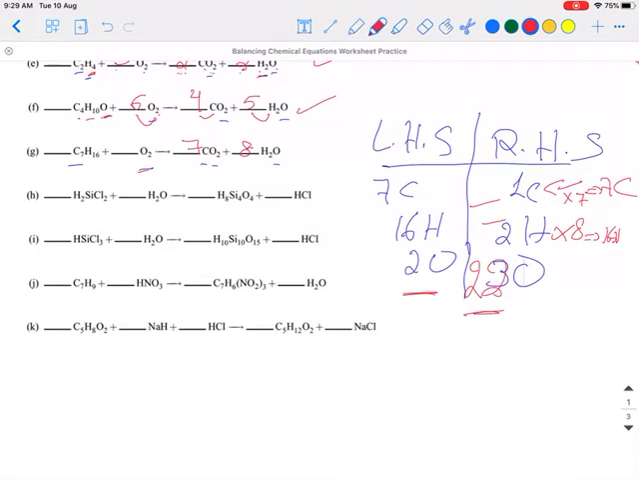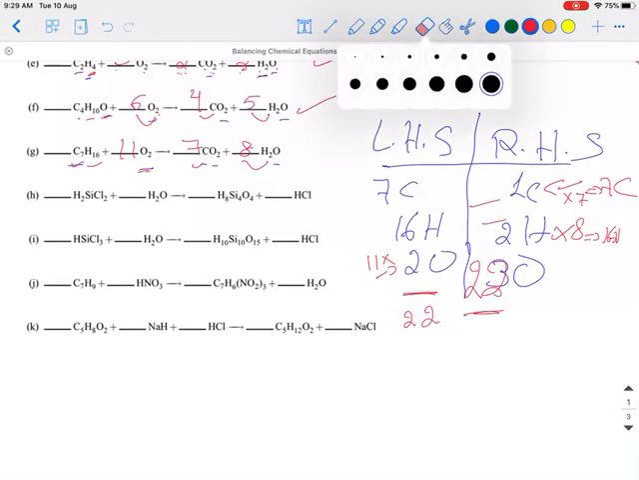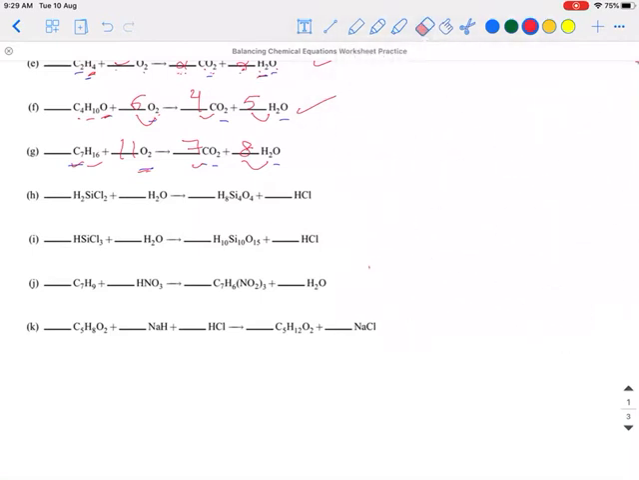So I want the 22 and 2 to be equal, so I have to work on the left hand side. How to make 22 and 2 equal? Simply I multiply this by 11 because 11 times 2 is 22. Final checkup, 7 carbon, 7 carbon, 16 hydrogen, 8 by 2, 16 hydrogen, 22 oxygen, 7 by 2, 14, 14 plus 8, 22, and the equation is balanced. We will move to part H.